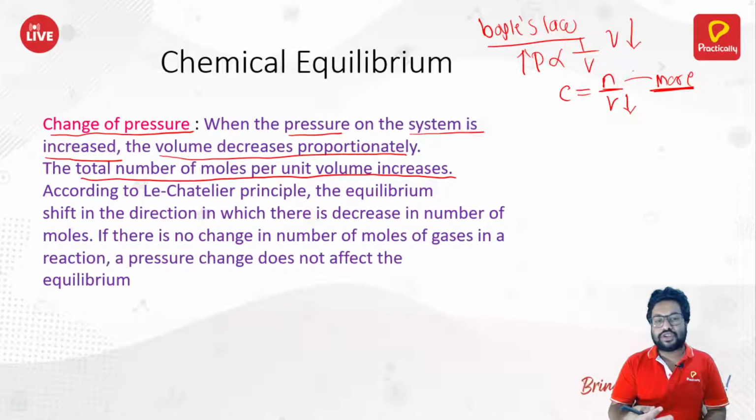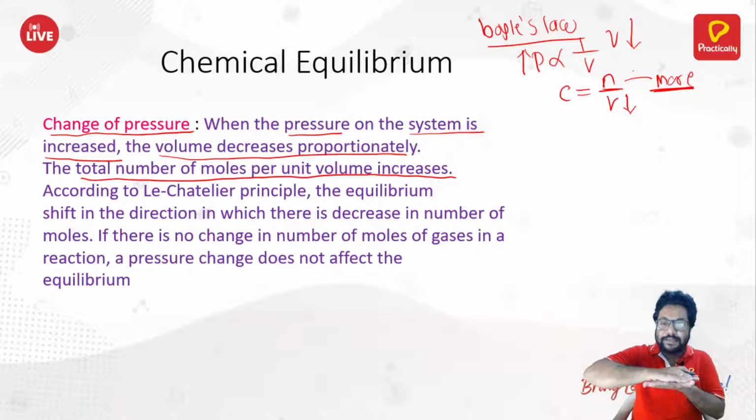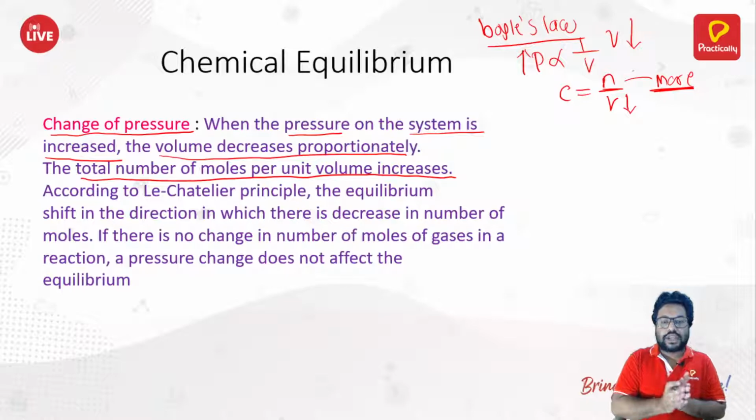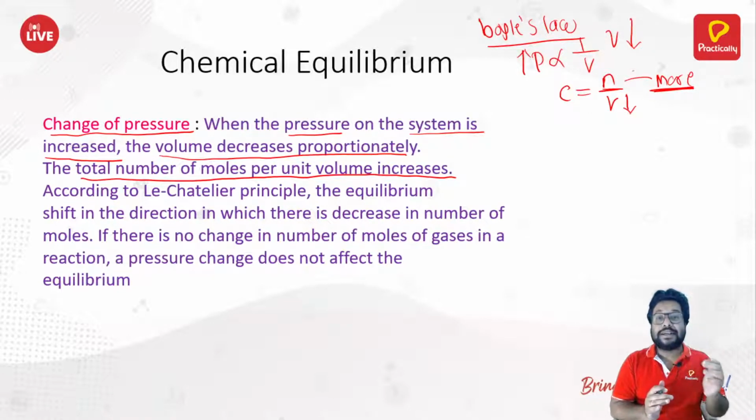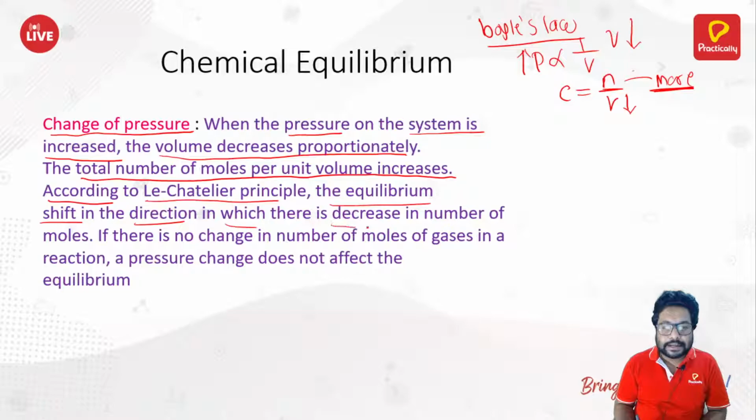When you are increasing the pressure, the volume will decrease. When volume is decreasing, the concentration, which means number of moles per unit volume, will increase. When that increases, the system will try to go in that direction where the number of moles is decreasing. And that is why when you increase the pressure, according to Le Chatelier's principle, the equilibrium shifts in the direction in which there is a decrease in the number of moles. Okay, I hope you must have got this.